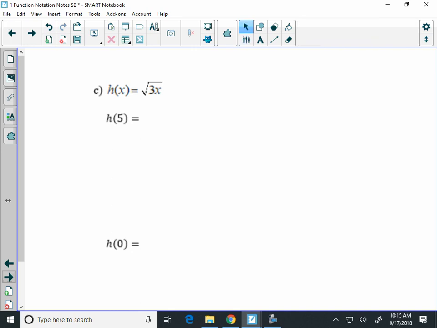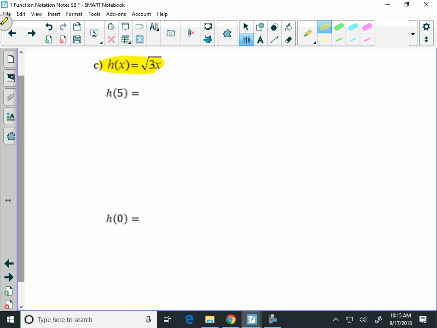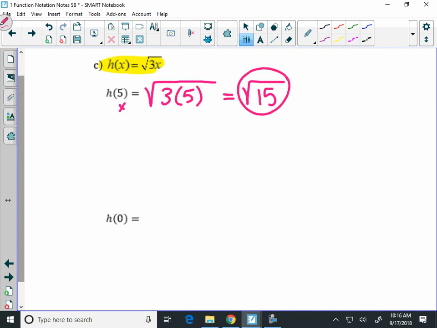H of x is the square root of 3x. So let's put 5 into this function for x. We'll do the square root of 3 times 5. Both numbers are under your radical. That's going to simplify to radical 15. Now, we haven't gotten to square roots yet in our class, but we're going to leave that answer as it is. The square root of 15 does not simplify.